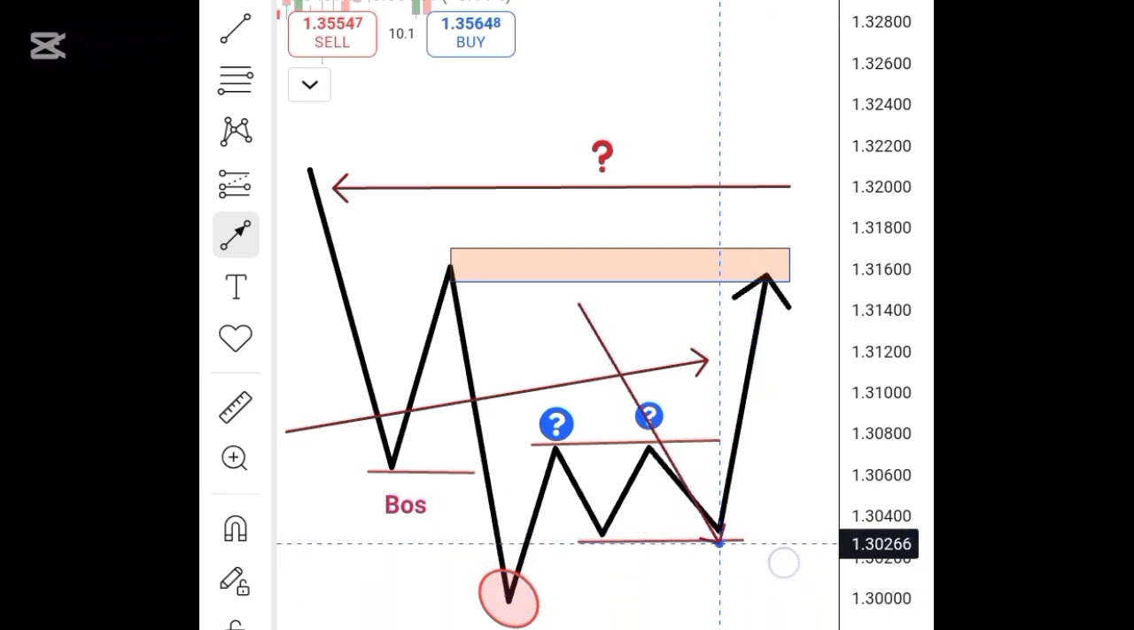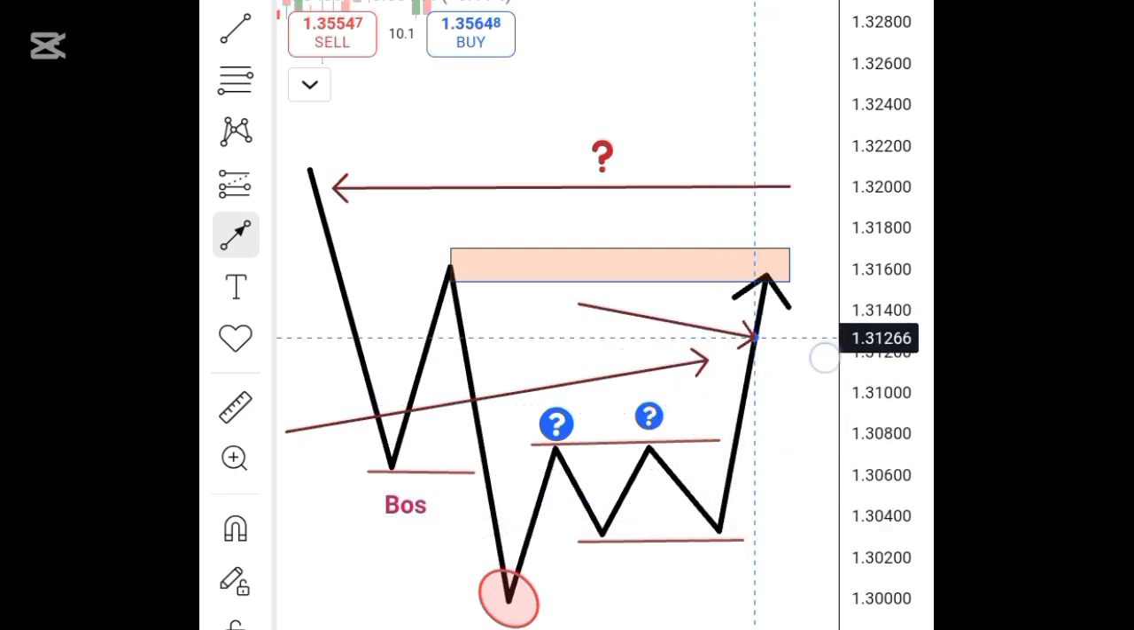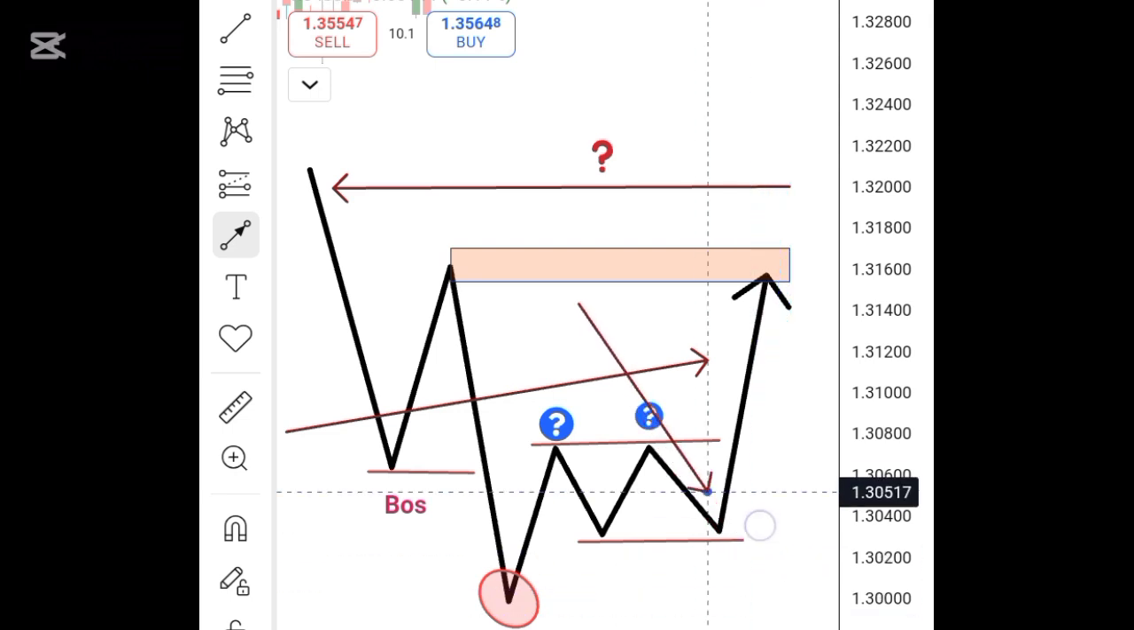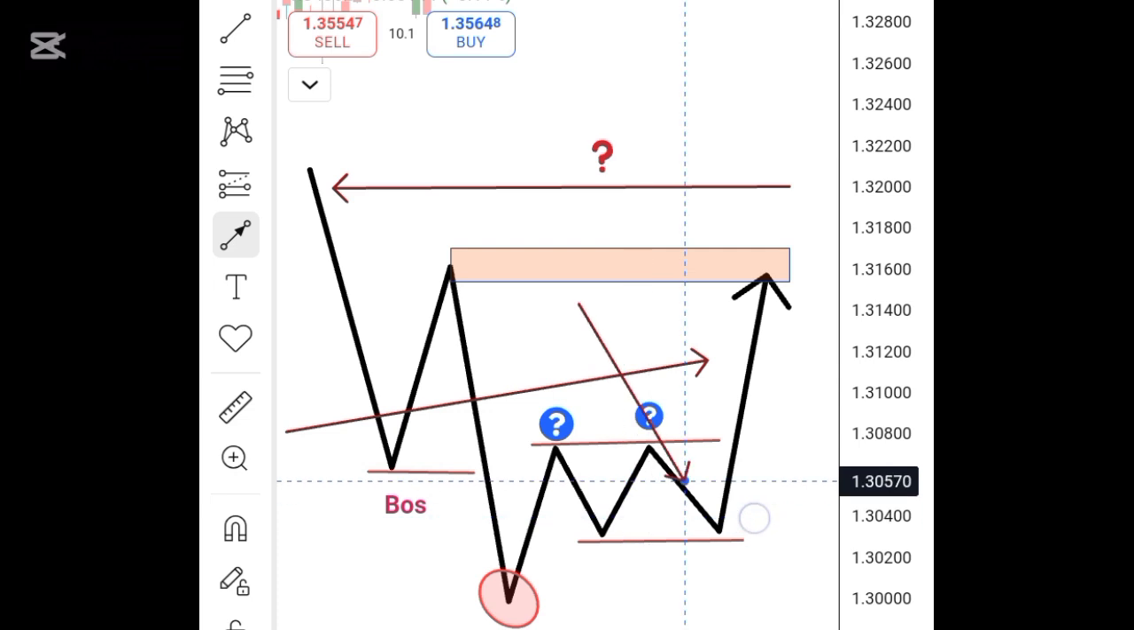What do I mean? As this market breaks to the upside, they will be waiting right here for it to buy. This market will come back again and grab them away. So you should not be part of this kind of trade. You should wait for this liquidity to get taken.